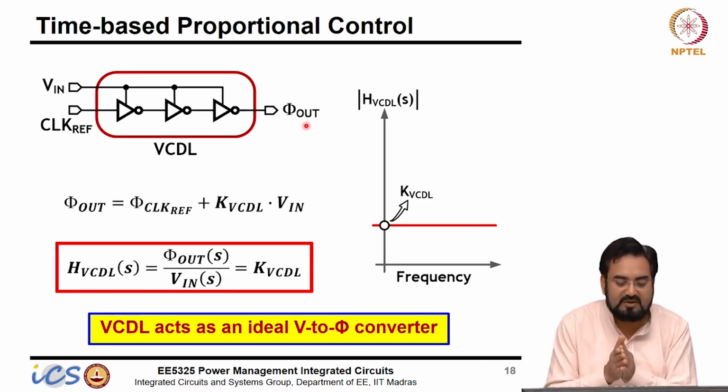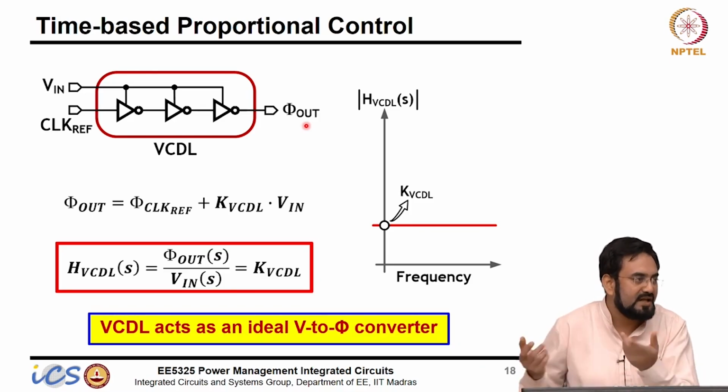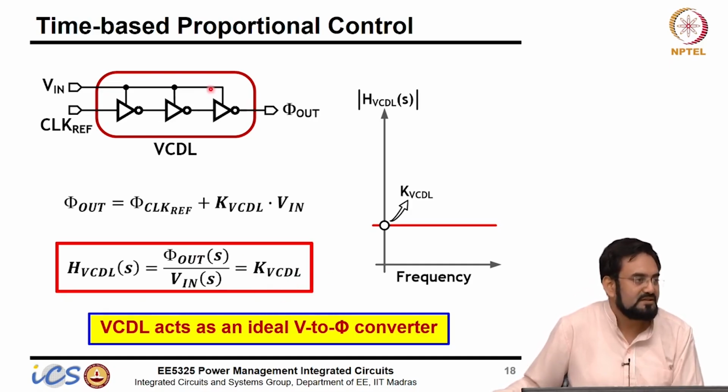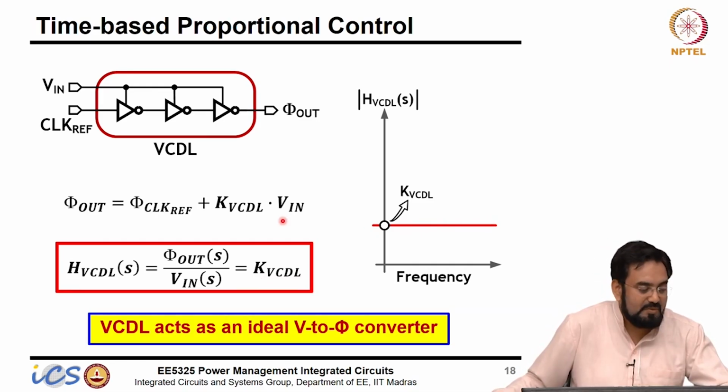So, it is looking more like a gain, Vout equal to K times Vin, here phi out equal to K times Vin. So, if you look at a transfer function, it will be only the gain of this VCDL, which is K VCDL. So, you will get a flat curve. But doing a derivative component is not easy.